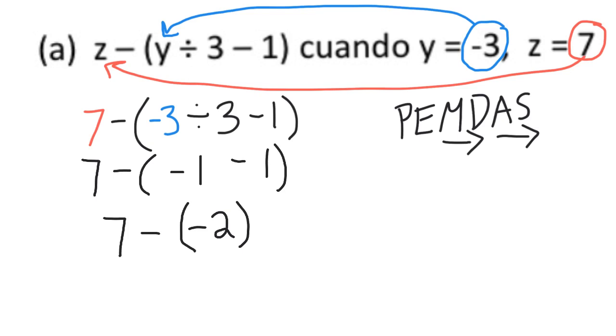7 minus -2. What do we do with minus a negative? Plus a positive. Double negative cancels out. It's a positive. And 7 plus 2. 9.